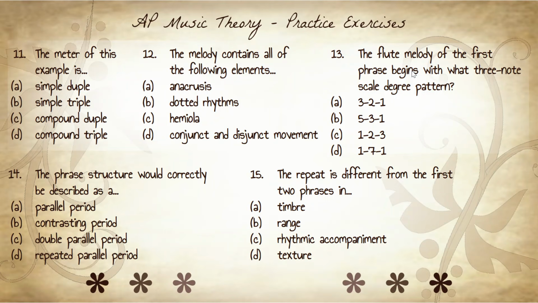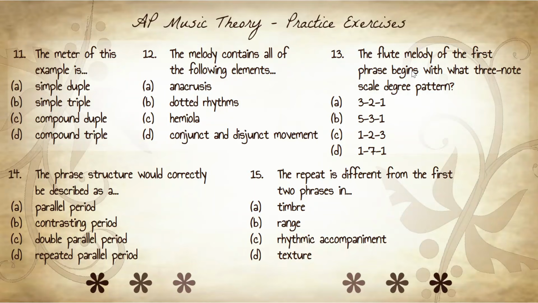Question 12. The melody contains all of the following elements except A, anacrusis, B, dotted rhythms, C, hemiola, D, conjunct and disjunct movement. The note says, the word except is the most important. Which one of these answers is least likely to occur?